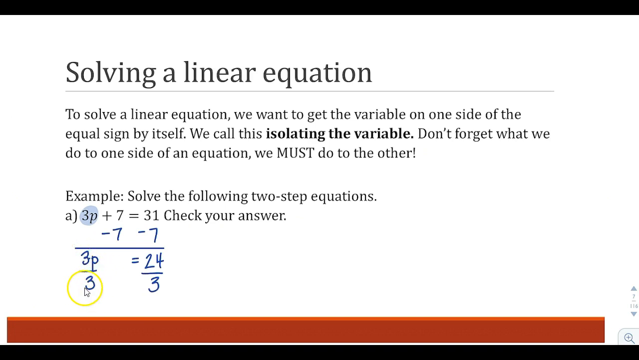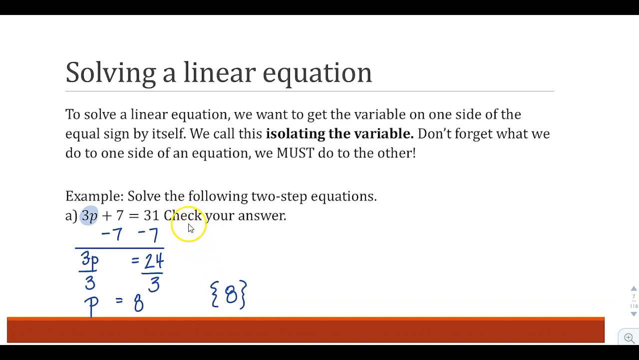So now 3 divided by 3 is 1. So all I have left is 1p, but we don't ever write 1p, we would just write p. So p is isolated, and p is going to equal positive 8. So when we have a solution, we write our answer in curly braces. So we have 8 is the solution.